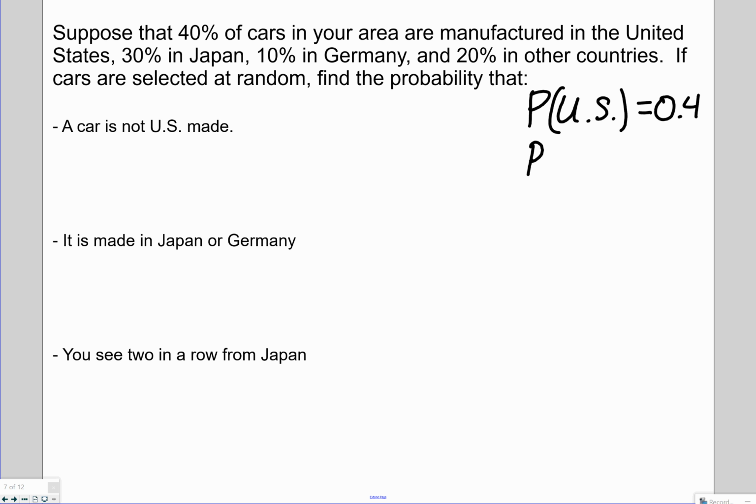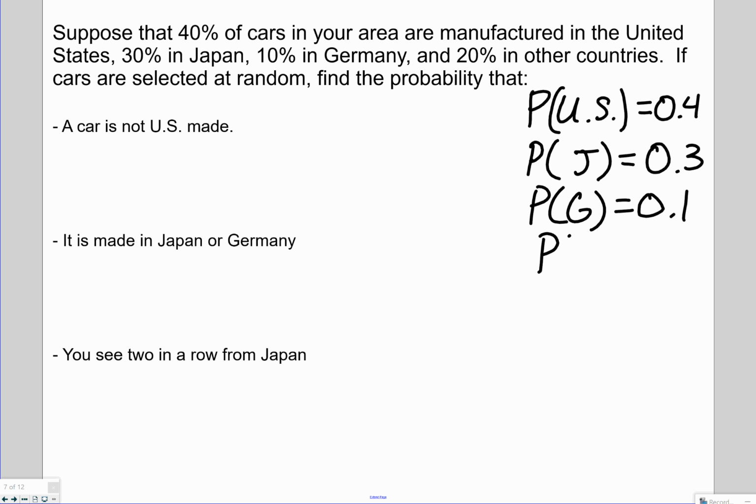What about the probability of it being made in Japan? 0.3. What about Germany? 0.1. Very good. And other countries? 0.2. Very good. Now, as a check, do we feel good about those probabilities? Yes, because they add up to 1. Very good. They add up to 1, so I feel good about that.